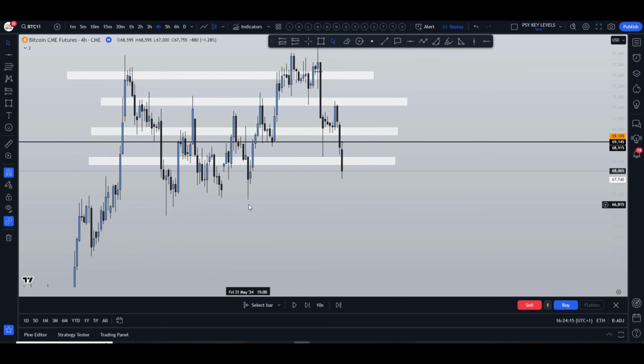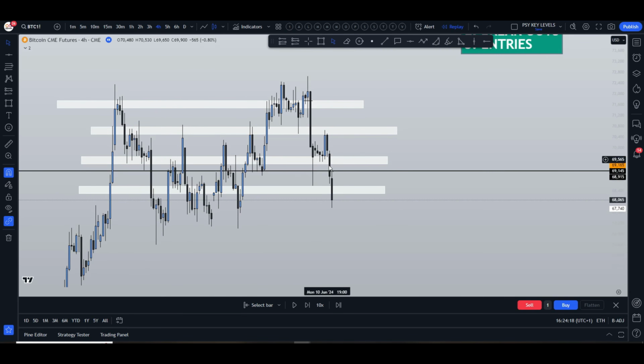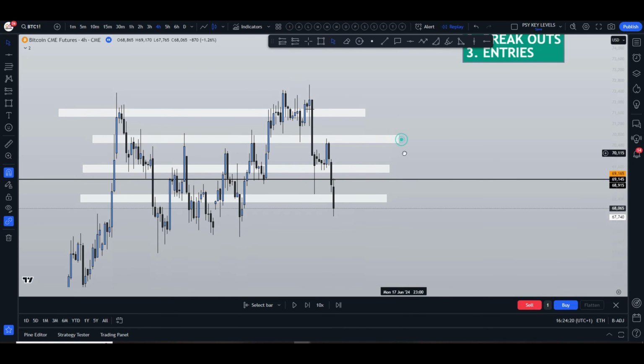Now okay, coming back to the video. This is how you draw the zones, right? Simple, guys. Watch this on repeat many times. Apply it to the trading instruments. This is how you draw the zones.